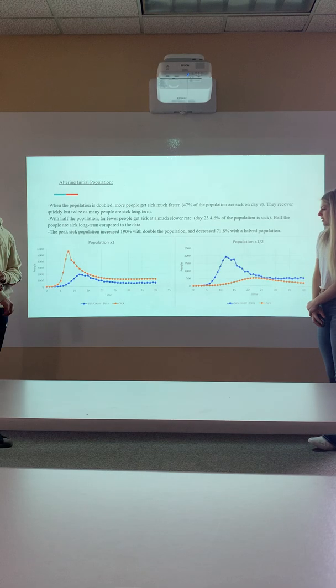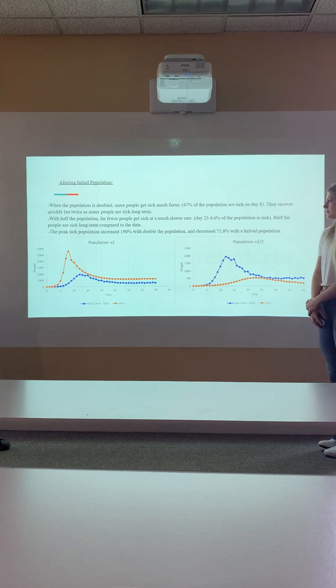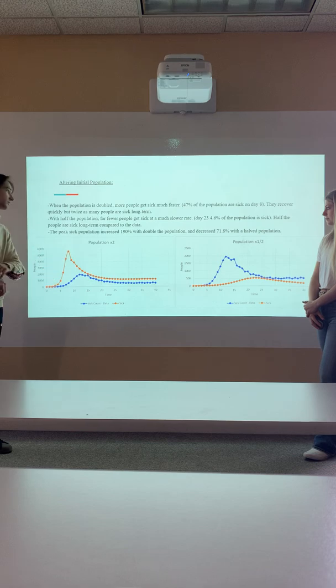So here we tried altering the population too to see what would happen in different scenarios. If we double the population, we see that people get sick much faster. On day 8, 47% of the population are sick, but they end up recovering. With half of the population, far fewer people get sick at a much slower rate. On day 23, 4.6% of the population is sick. And we can see that the peak is increased by 190% with doubling the population and decreased 71.8% with halving the population.